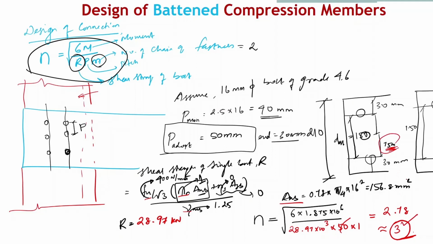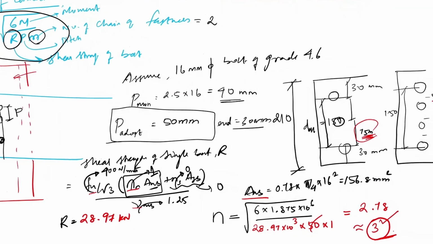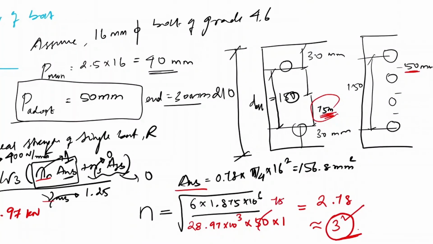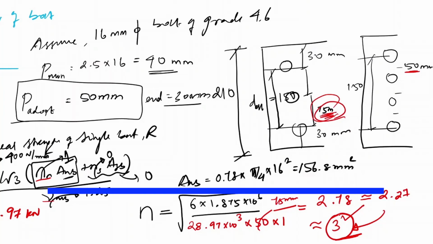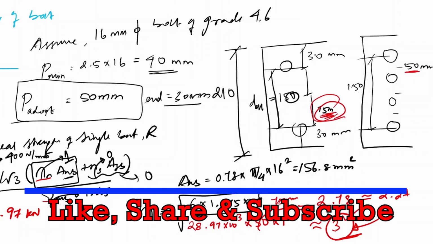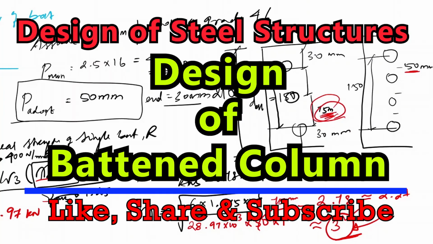All these details will be specified in the detailing. If I substitute my pitch as 75 now, the number of bolts required I am getting is 2.27. Anyhow, we are going to provide 4, so there is no issue in providing 75 mm as a pitch distance. All these details have to be clearly mentioned in the detailing drawing. Thank you very much.